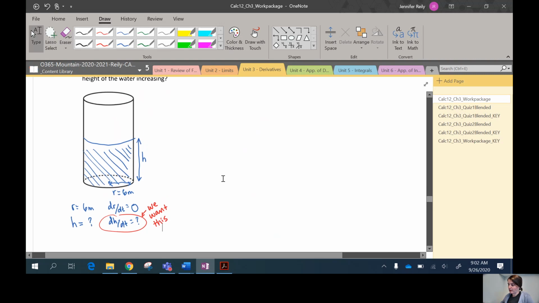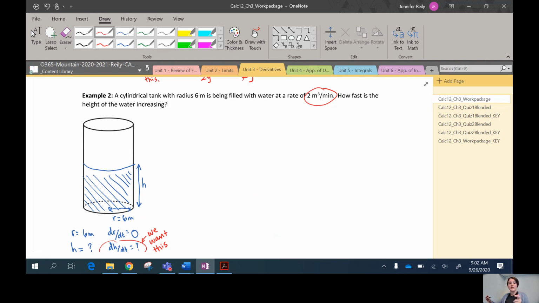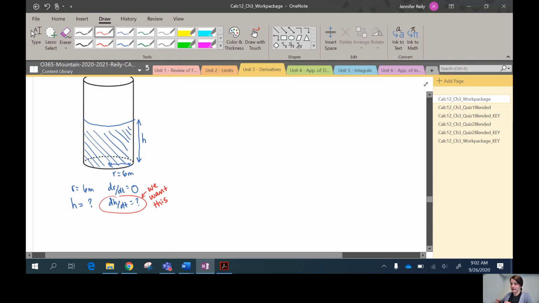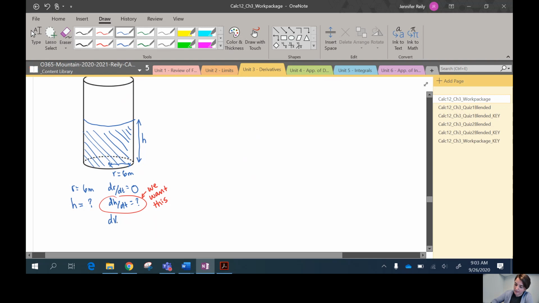And they do tell us something about the volume, and you can tell it's talking about volume by the units, right? Meters cubed, cubing a length is always volume. So it's being filled at a rate of 2 meters cubed per minute. So we'll use V for volume. dV by dt equals 2 meters cubed per minute. They don't tell us what the volume of the actual cylinder is or the volume of the water. Turns out we're not going to need it, so we'll just leave it for now.